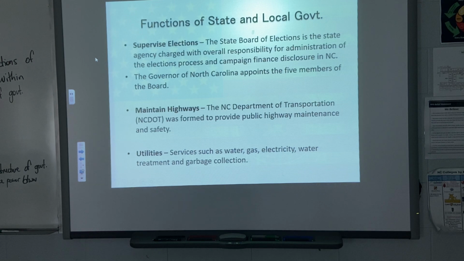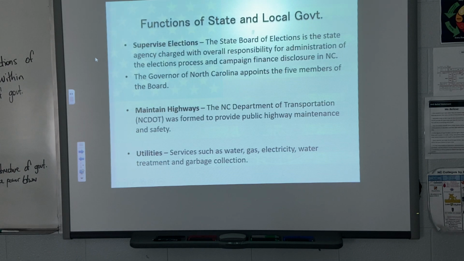In continuance, another role of state and local governments is to supervise elections. They're in charge of the overall responsibility for administration of the election process. The state and local governments also have to maintain highways, providing public highway maintenance and safety. It's not your job to go out and fix the road, or some private business's job to fix the road. It's the state's, if it's a public highway. Utilities, services such as water, gas, electricity, water treatment, and garbage collection, are also working components of state and local government.